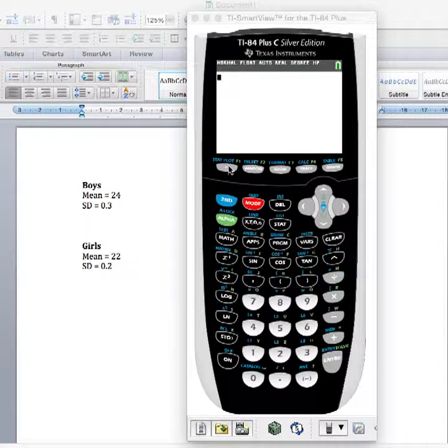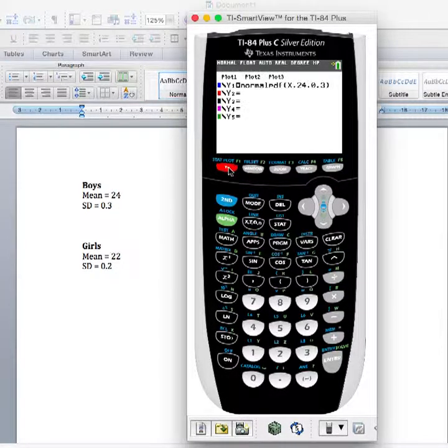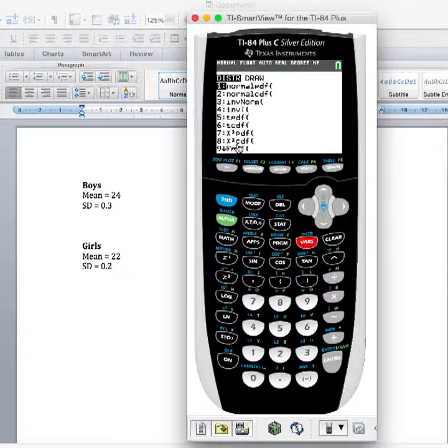So what we do is we go to y equals on the calculator, and I've already put the first one in to save time, and I'll show you how to put the second one in. So I'm going to put in the equation for the girls. I go to distributions, same as you would for a normal distribution question, except this time I'm going to choose normal PDF. This is the only time you ever use normal PDF. All exam questions involve normal CDF. So we're going normal PDF.